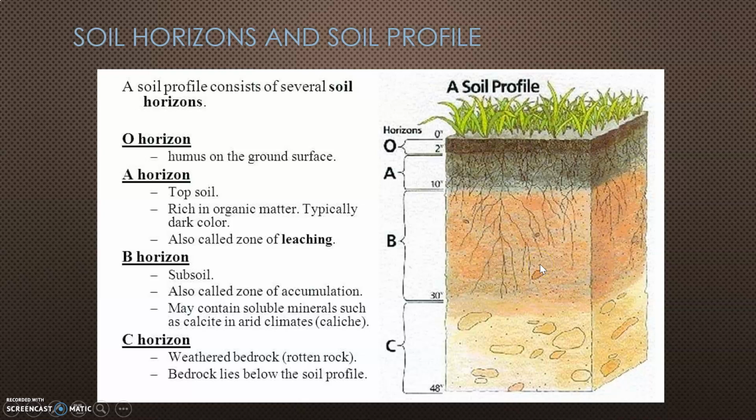The C horizon is weathered bedrock, which is the quote-unquote rotten rock. And then of course the bedrock, or that layer R I mentioned, is going to be found at the very bottom and it's going to be solid.